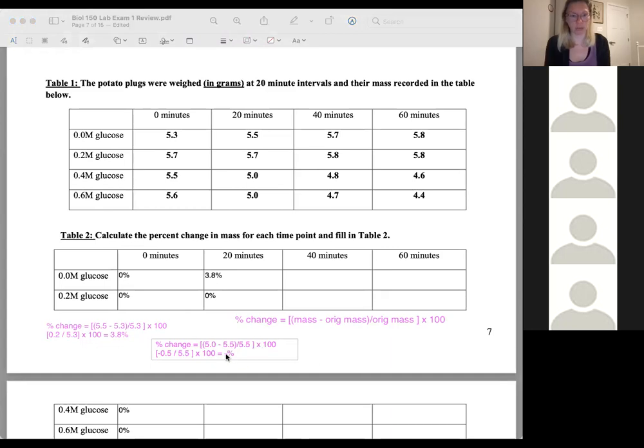Correct. Well, it's actually going to be negative 9.1, I believe. So don't forget to multiply by 100 there to get it to a percent. But yes, the key here is that it's a negative number because the mass has decreased. So that's what we would put here. So negative 9.1%.